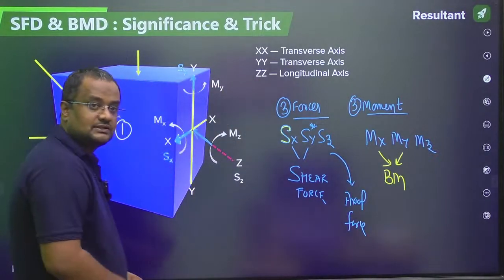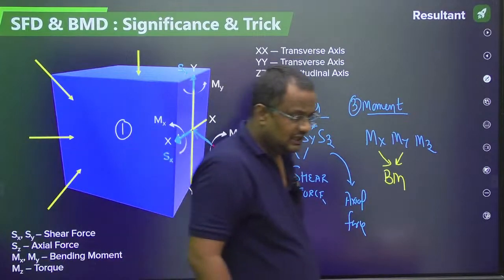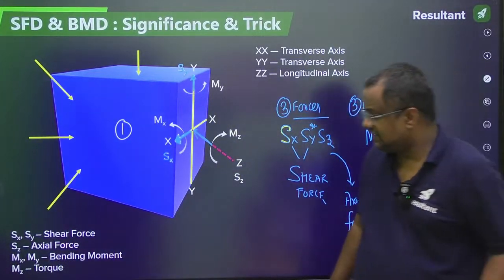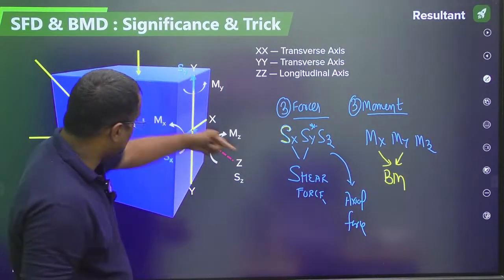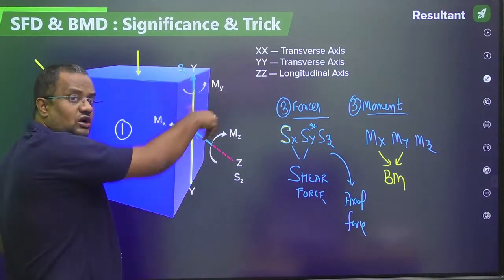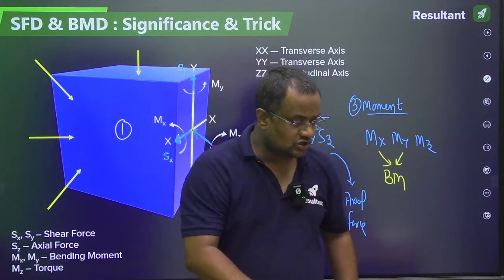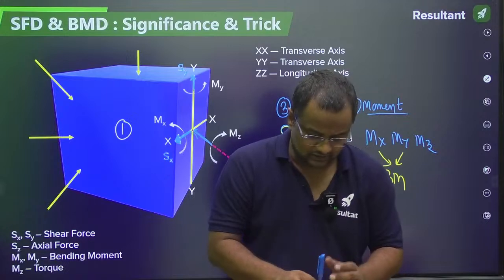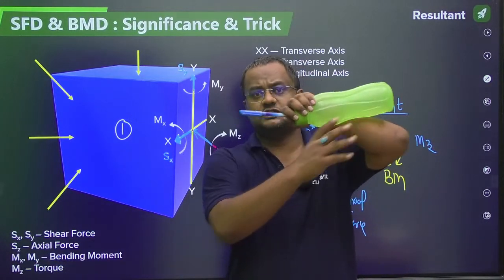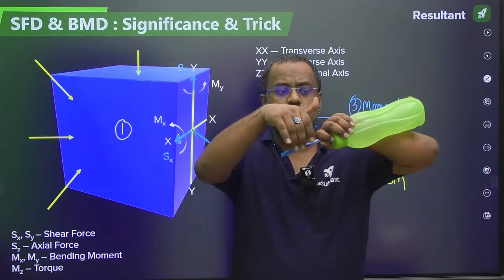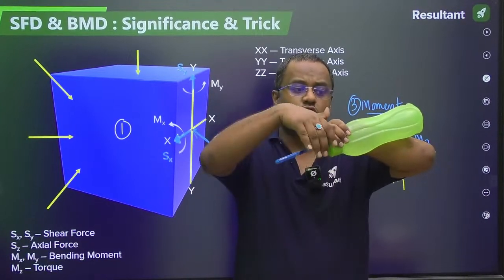These are the bending moments. And about mz, see, this is the beam, and about this axis the moment produces torque, about the longitudinal axis. This is the bottle, and on this bottle, this pen is the longitudinal axis. So about the longitudinal axis, what is the moment?